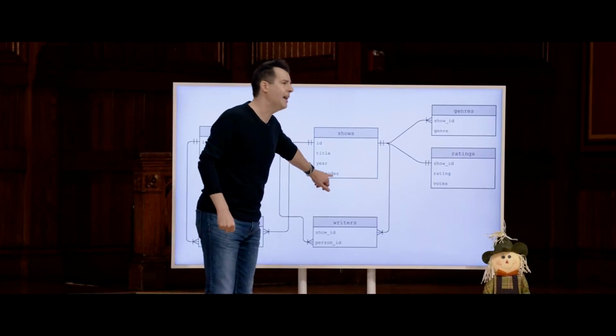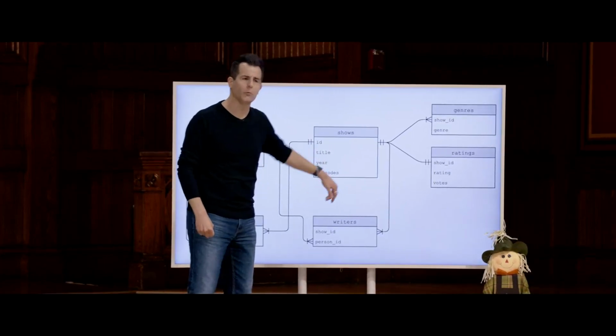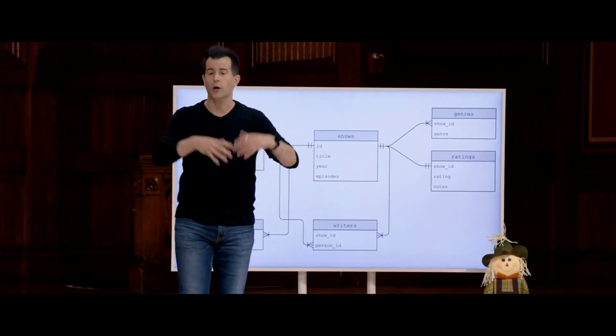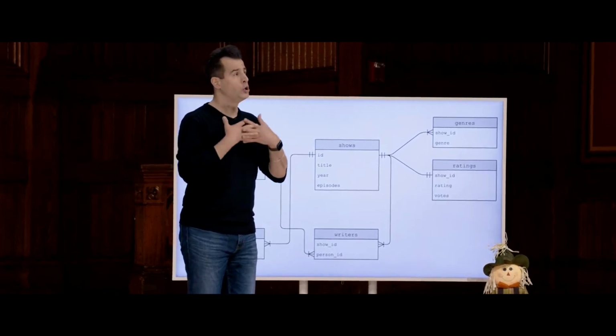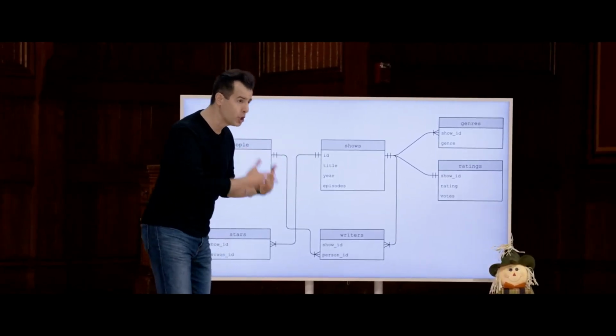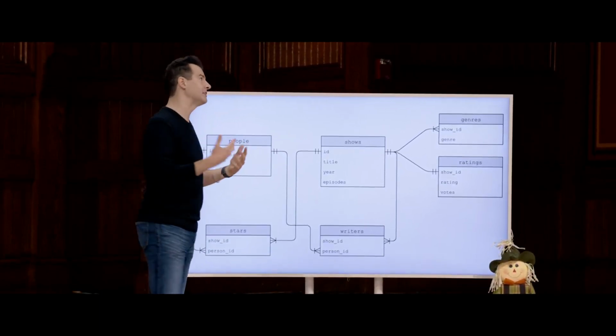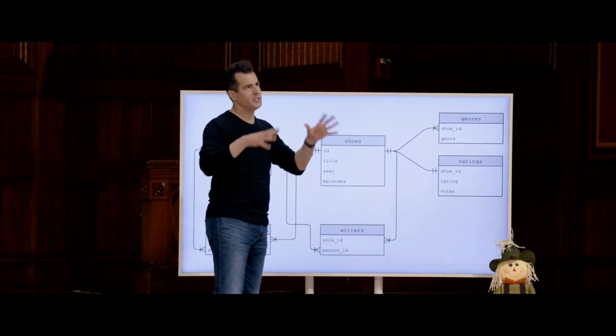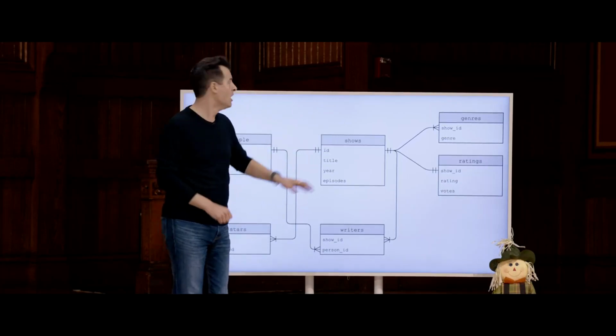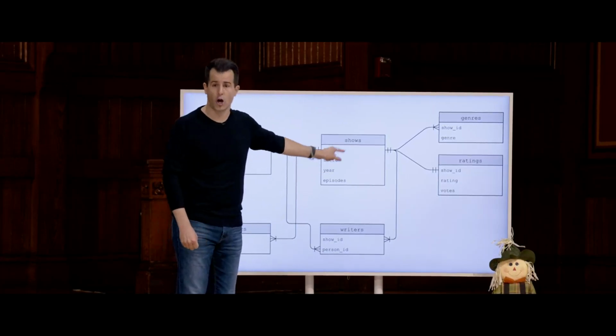So if you instead were to design this with just a single column called genre, you're imposing what a computer scientist would call a one-to-one relationship. Every show has one genre. And that's not necessarily a good thing. Or strictly speaking, it would be a many-to-one because the same genre could belong to multiple shows, but each show could only have one genre in that case.